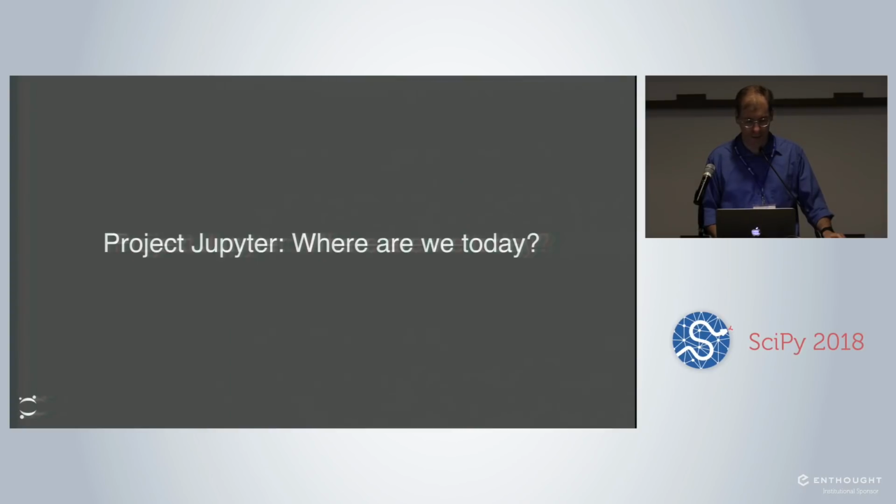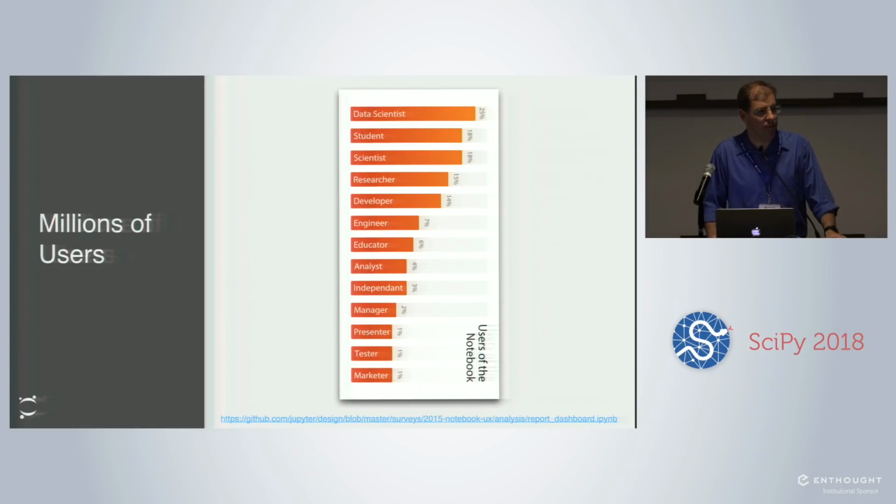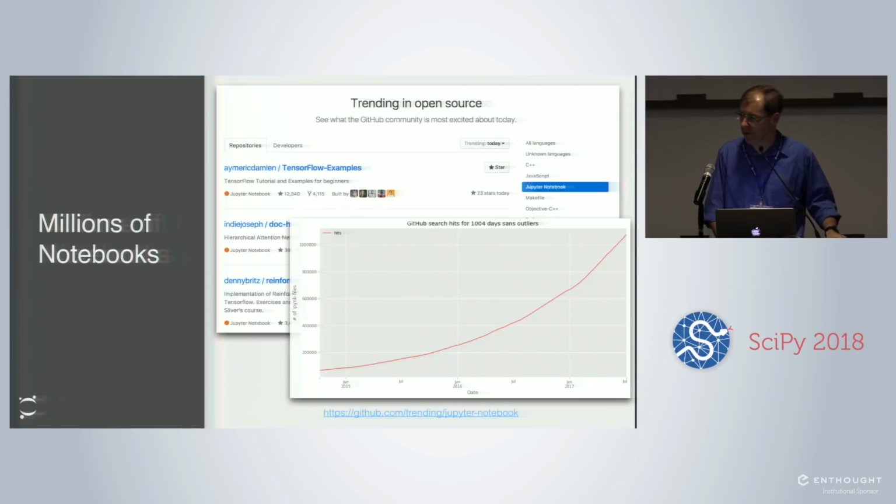So where are we today? We still have millions of users. More than we had last year even. We still have millions of notebooks, millions on GitHub alone, and then I'm sure plenty others off of GitHub.